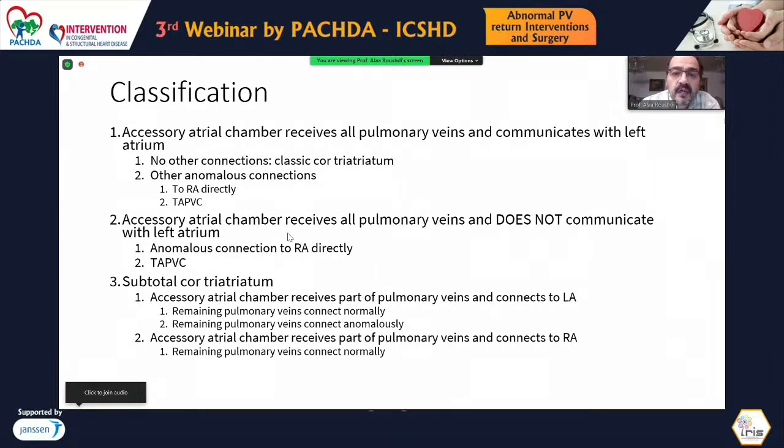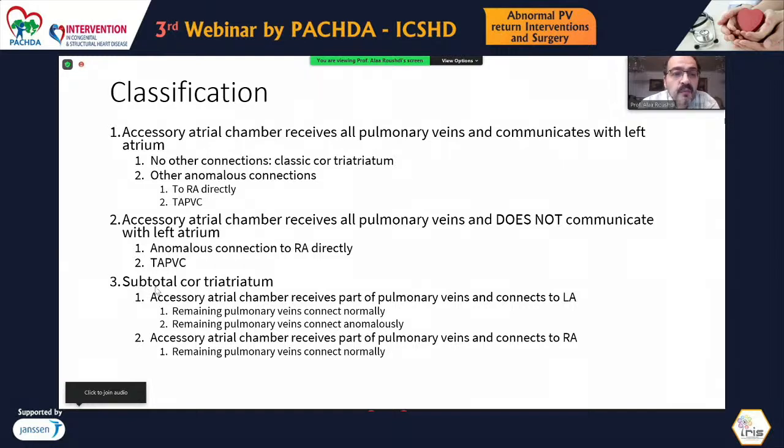So we have a large variety of classification actually for this type of anomaly. We can have an accessory atrial chamber which receives all the pulmonary veins and communicates to the left atrium with no other connection, which is the classic form of cor triatriatum. If we have other anomalous connection, we may have connection to the right atrium directly or through a total anomalous venous connection. We may also have accessory atrial chamber receiving the pulmonary veins but does not communicate to the left atrium, and can communicate also to the right atrium or to the anomalous pulmonary venous connection.